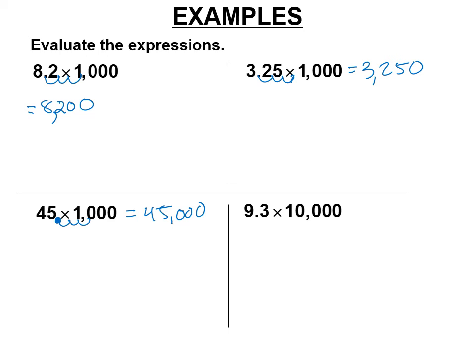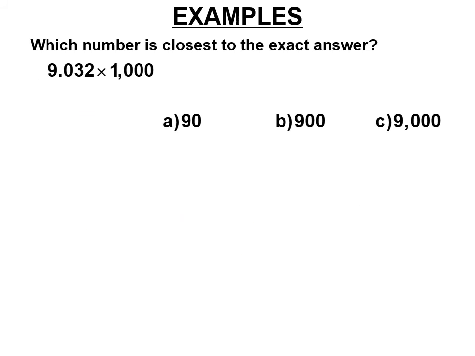9.3 times 10,000. So what do you think the rule is for multiplying by 10,000? Hopefully you're saying move it 4 times. 1, 2, 3, 4, because 10,000 is 10 times bigger. So we moved it 4 times. We're going to get 3 zeros. So what number is that? 9.3 times 10,000, 93,000. All right, so which number is closest? Well, we're going to move it 1, 2, 3 times, and we get 9,032, so which is closest? 9,000.